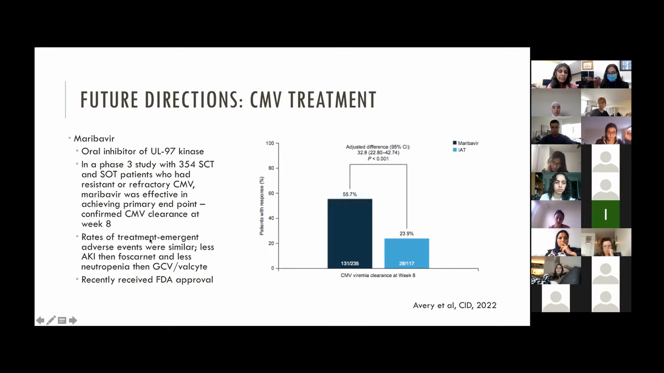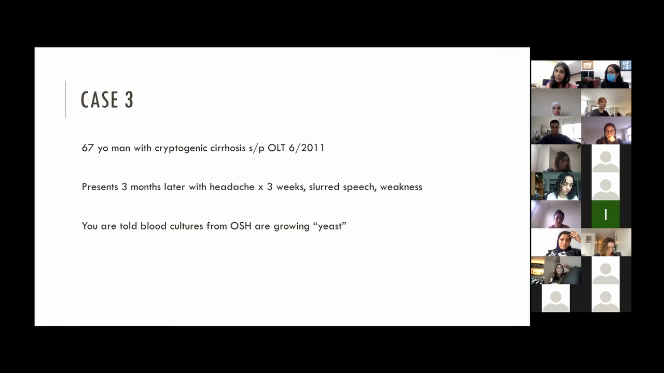They found that the most common side effect with maribavir is dysgeusia, but when they compared it to foscarnet and GCV and valganciclovir, there was less AKI than foscarnet and less neutropenia. One complication of ganciclovir oftentimes is leukopenia, and maribavir didn't do that. So look for this drug to hopefully start being used in the future. But now this is an option for resistance. Hands down, the most common drug that we use for CMV is ganciclovir or valganciclovir. Okay, so case 3, unless anyone has any quick questions about CMV.